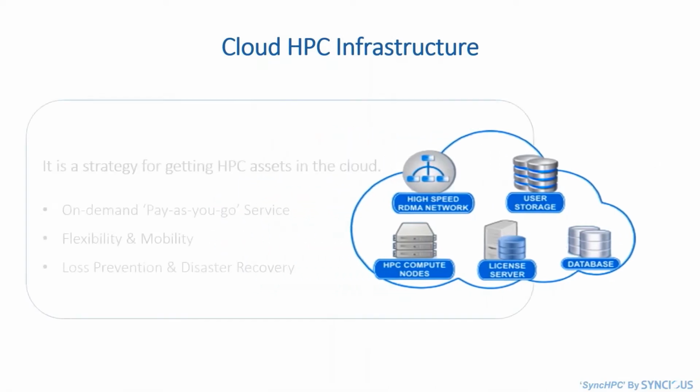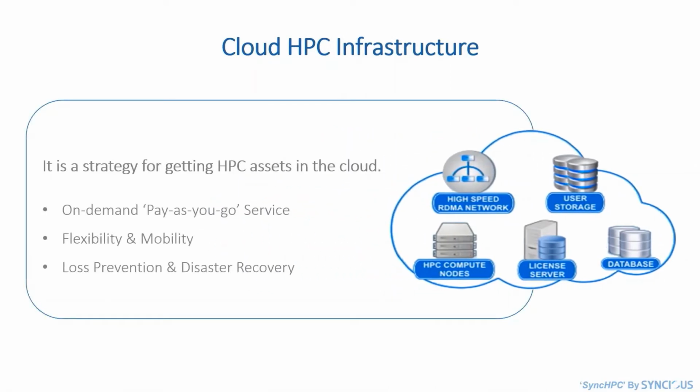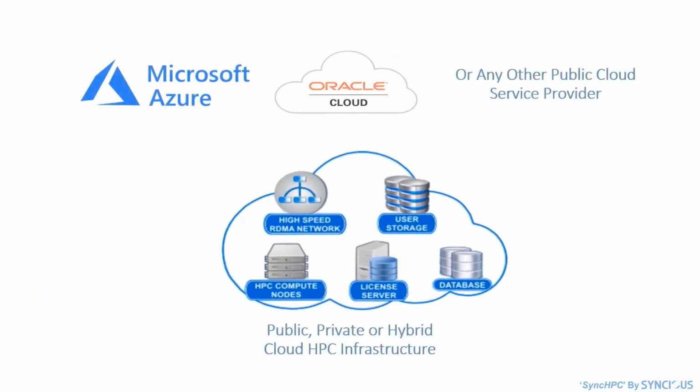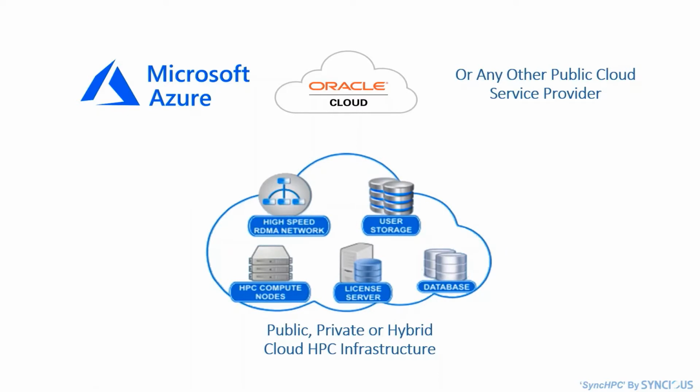First, let's understand the Cloud HPC infrastructure. It is simply your high-performance computing system placed outside your organization's premises. Here are some examples of public cloud service providers. Similarly, many large organizations also have their private cloud infrastructure.